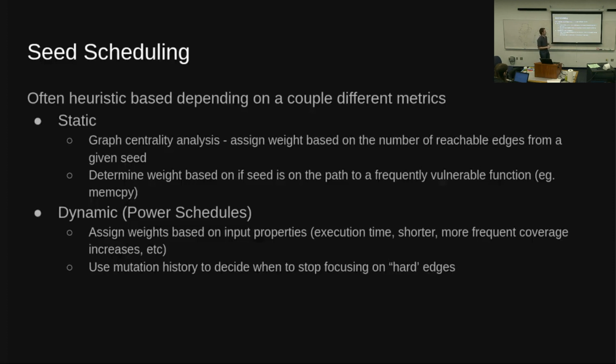There are also techniques that use the mutation history to decide when to stop focusing on some edges. So let's say you have a case that always reaches this here, but it never reaches here. Maybe you've scheduled this input 100,000 times now, and you still haven't been able to make it to here. Maybe at some point you decide, okay, maybe hitting this edge is just too hard. I'm going to give up on this and focus on my other inputs. So there are a lot of heuristic-based algorithms that people use there.